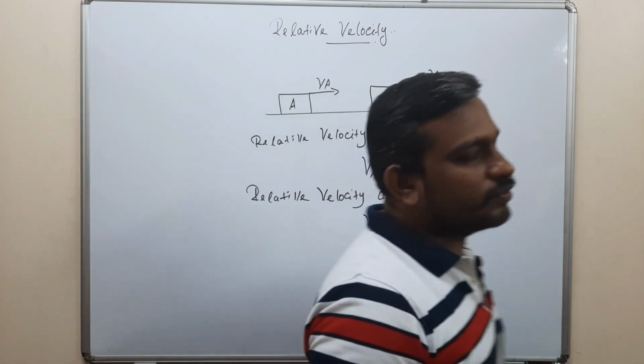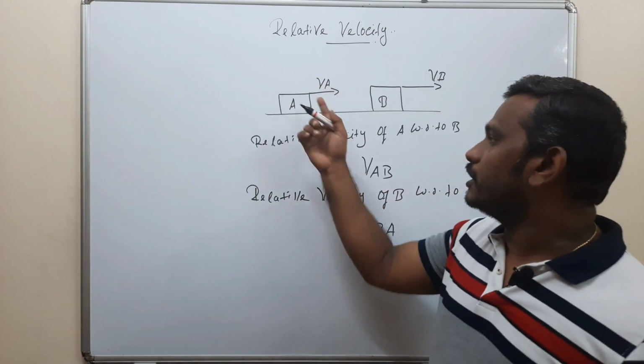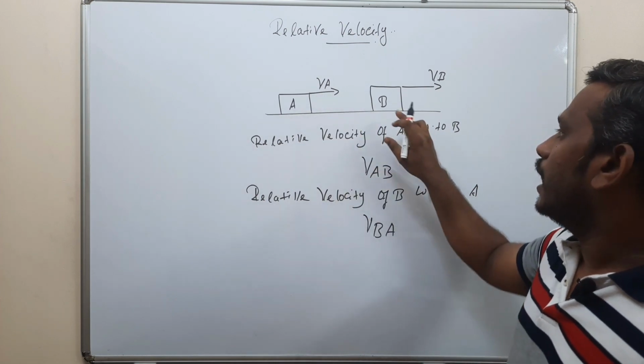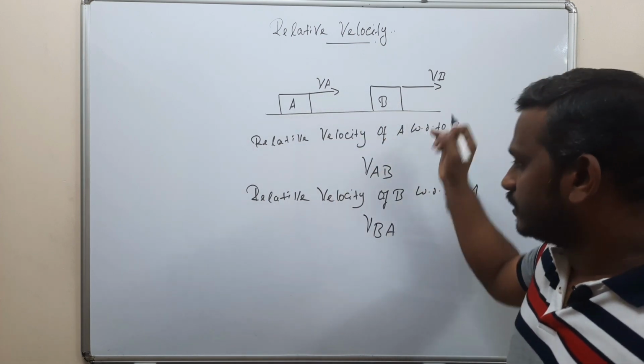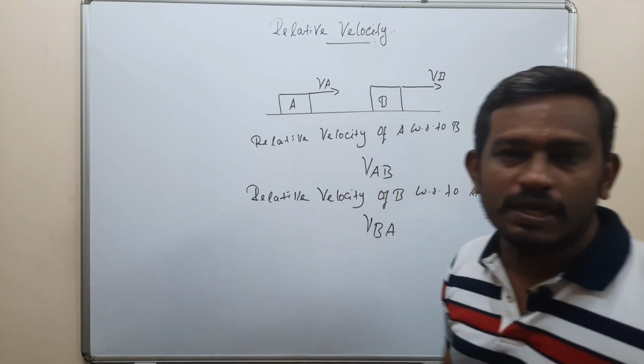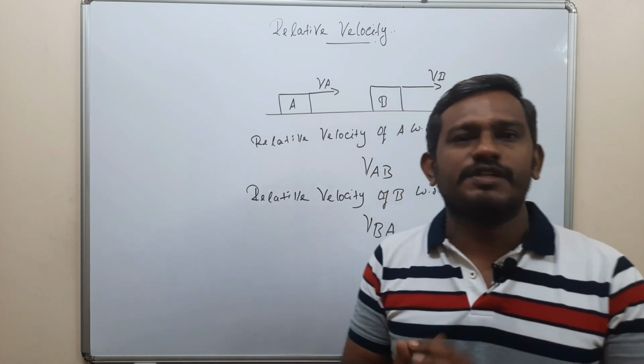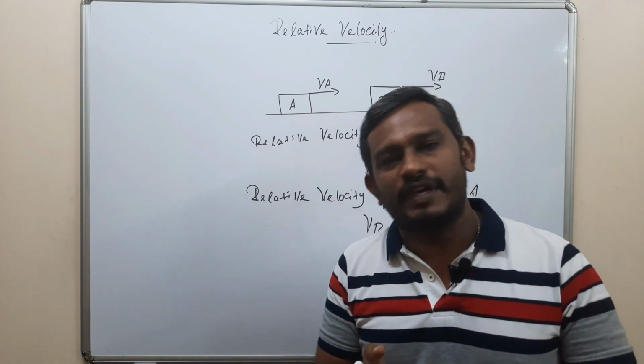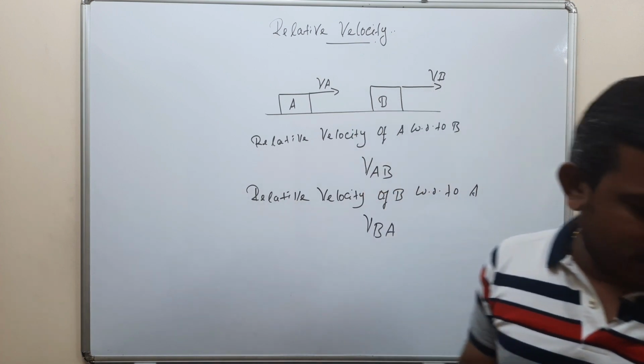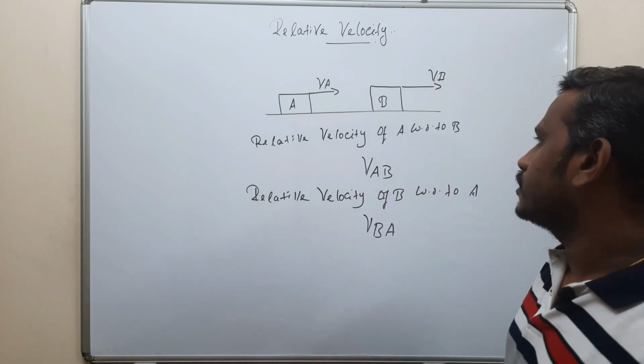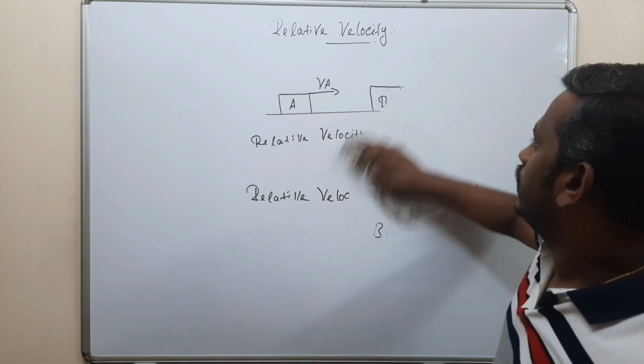So how to find out the relative velocity? Suppose a body is moving with the velocity Va and another body is moving with the velocity Vb. So how to find out the relative velocity, or what is the expression, or what is the formula for finding the relative velocity? So that we are going to derive.